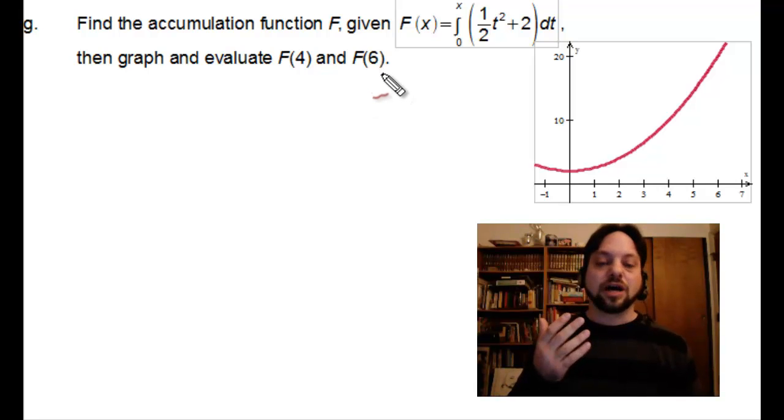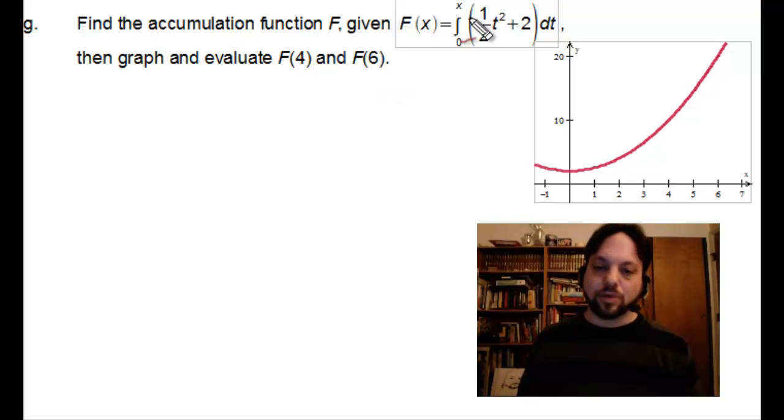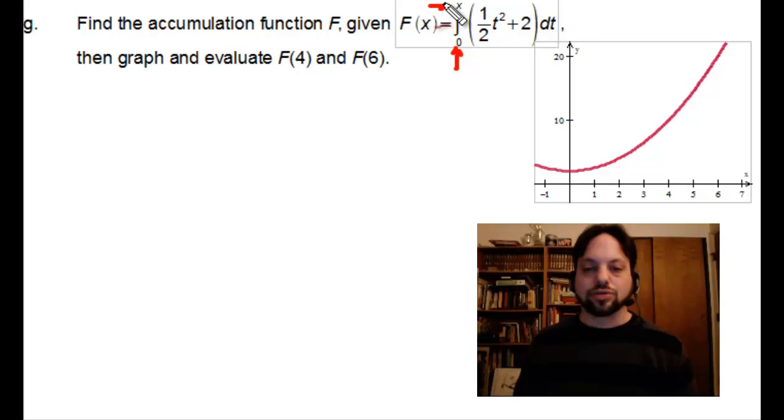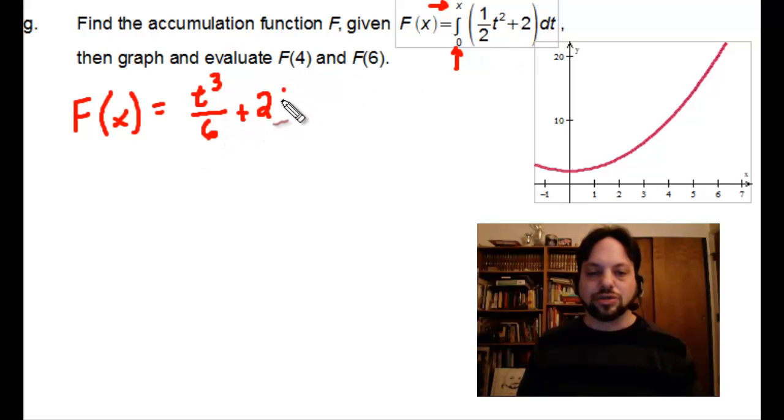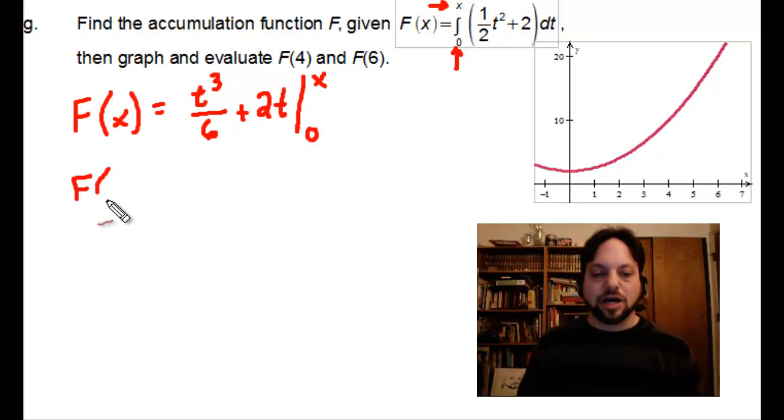Now, where does the region begin? Well, if you look at this integral, clearly it begins at x is 0 and proceeds up to whatever value of x we plug in, which is why we're treating that upper bound as a variable. Well, let's just go ahead and evaluate this integral right off the bat. It should not be very difficult at all. Of course, the integral of 1/2 t squared is simply going to be t cubed over 6, and the integral of 2 will simply be 2t. Now, once again, we're evaluating this between 0 and x, meaning that our accumulation function is actually just going to be x cubed over 6 plus 2x.